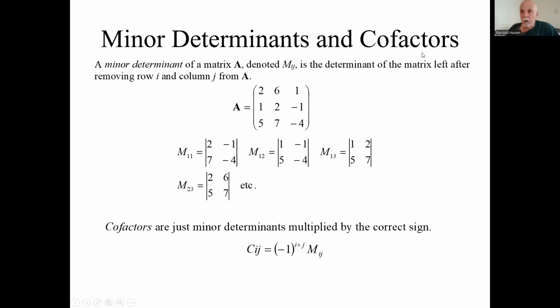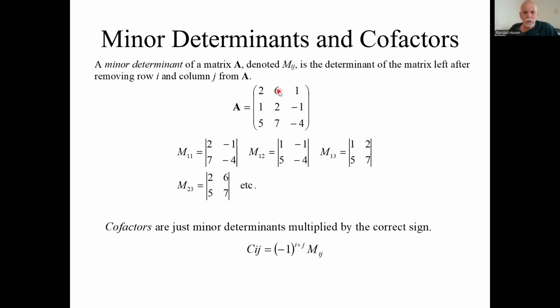So let's define what cofactors are. First, let's define a minor determinant. Here's the notation, M sub ij. It's the determinant of the matrix left after you remove row i and column j. So if this is your beginning matrix, the M11 term, here's 1, 1. Get rid of that row and that column. You're left with these guys, 2 minus 1, 7 minus 4.